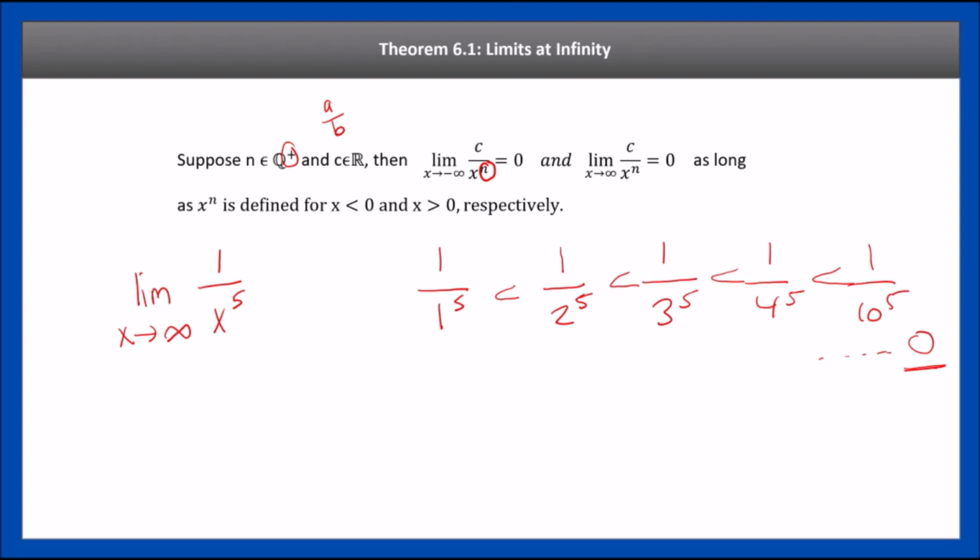All right, and this works for positive and negative infinity. So if we plugged in -1, -2, -3, and so on and so forth, you get the same result. All right, so that is what that is referring to.